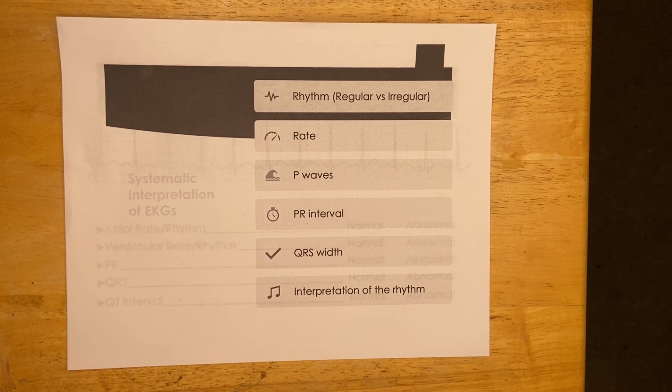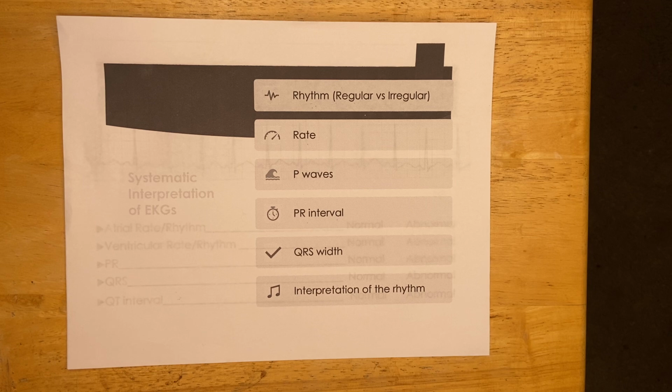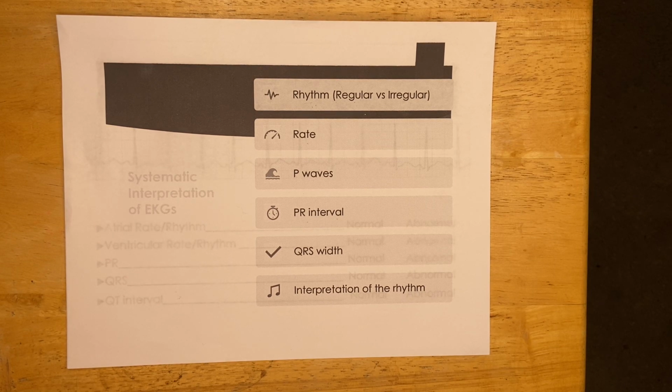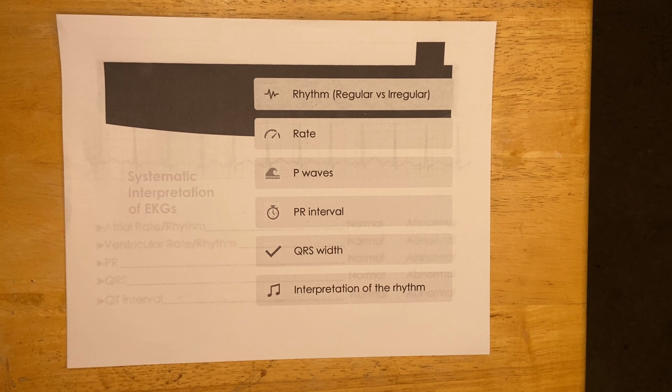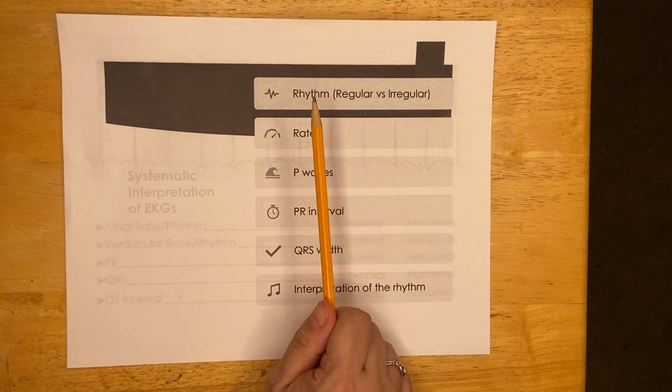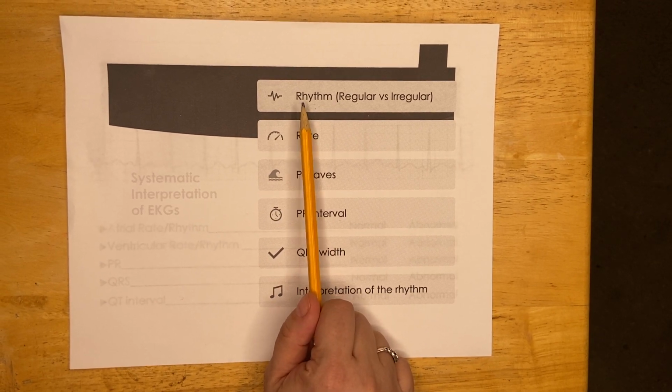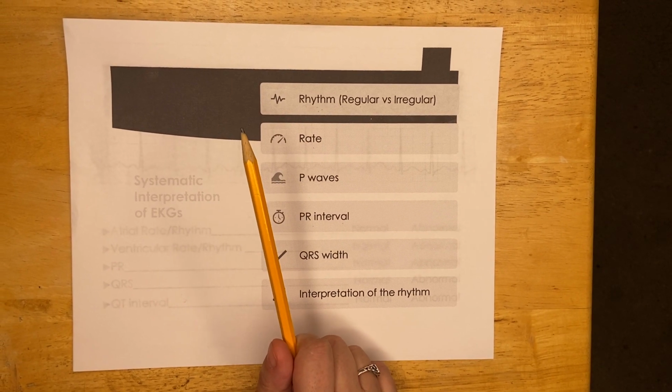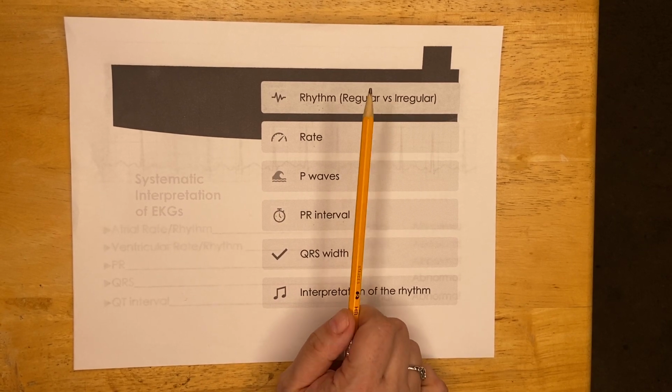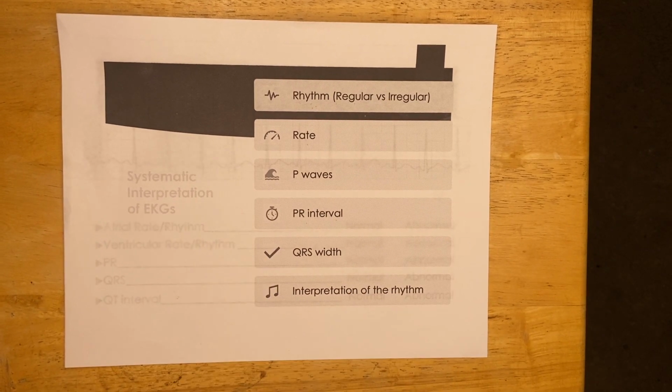One of the most important principles about measuring is to have a set way that you go through and analyze every strip. So I'm going to share with you my basic analysis that I go through on every strip, and hopefully that will help you. The first thing I always look at is the rhythm. And I don't mean the rhythm interpretation. I mean, is it regular or is it irregular?